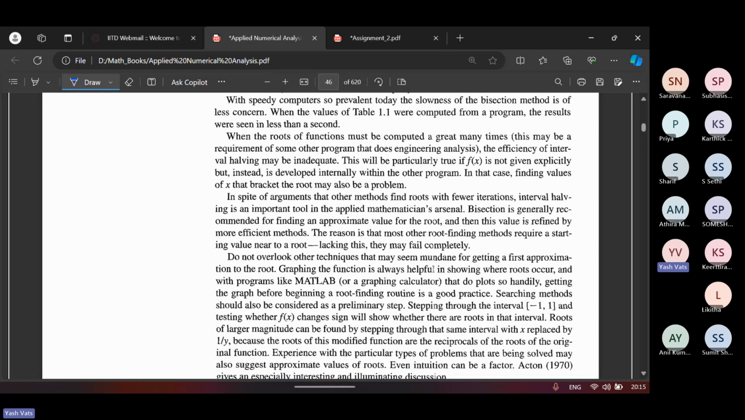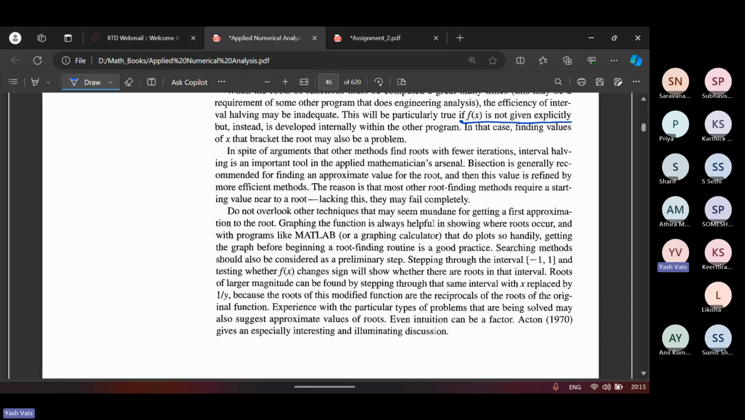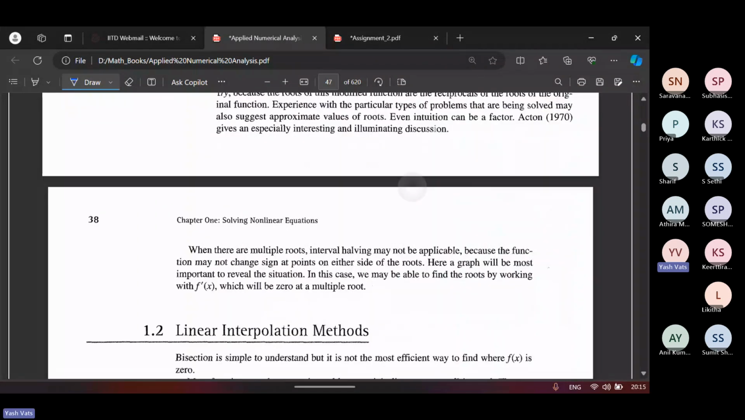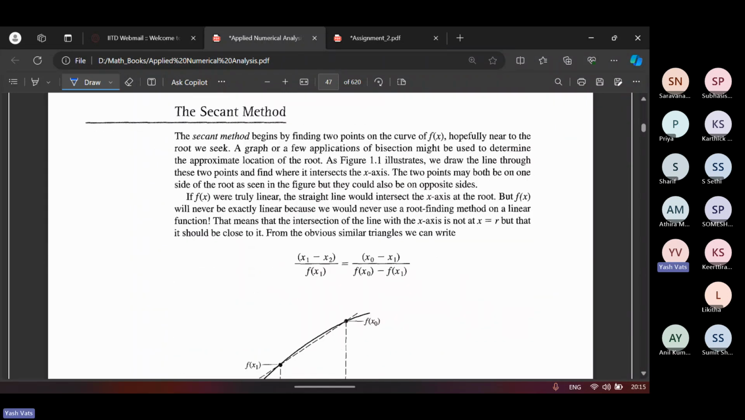And if the function is not given explicitly, then there is some problem. Do you know what is the meaning of this statement? It should work like, so we have functions like e to the power x, x e to the power x. They should work. But if it is not given explicitly, then the bisection method may not work because you will not be able to find the value of the function at some point.